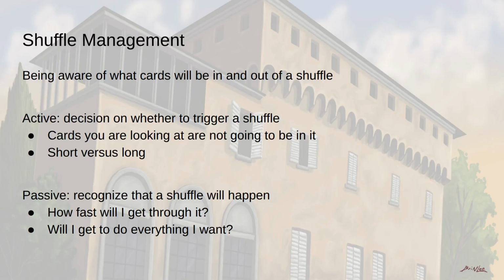And so whether it's passively just going like, okay, this shuffle is going to happen, I need to get different stuff into it, or I don't want this shuffle to happen because there's not going to be good stuff in it. It's just something to really be aware of, just to get that extra deck acceleration, not dud, etc. So shuffle management, quite important.